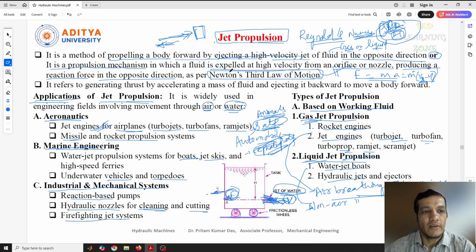In the next topic, we'll discuss some types of jet propulsion application types, and based on that we'll see how these equations come out from jet propulsion for different areas.